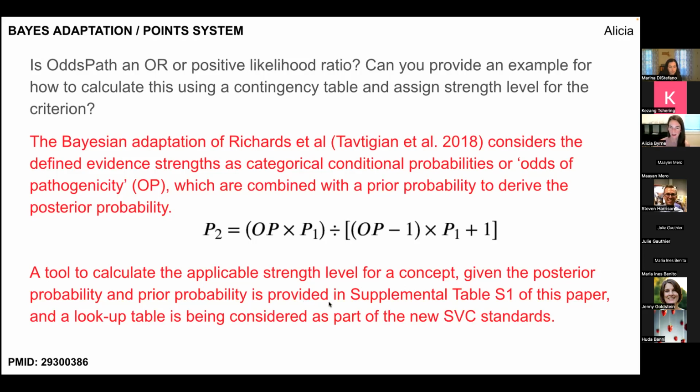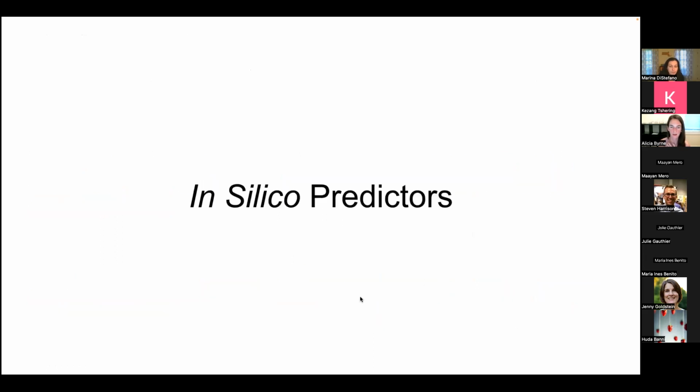There is a tool to calculate this that's given in the 2018 Tavtigian paper. And then it is something that we're considering generating as a sort of quick, easy lookup table, not applicable for every potential scenario, but as a quick lookup to develop that as part of the new standards. But that's obviously a future development item. I think that was all there.